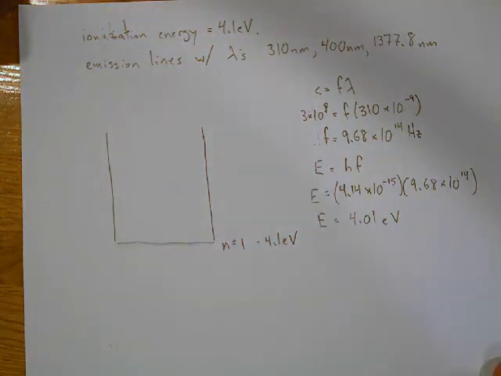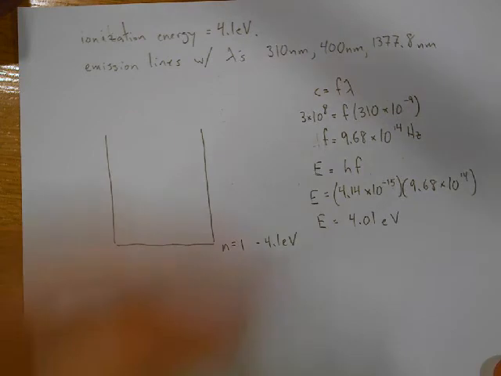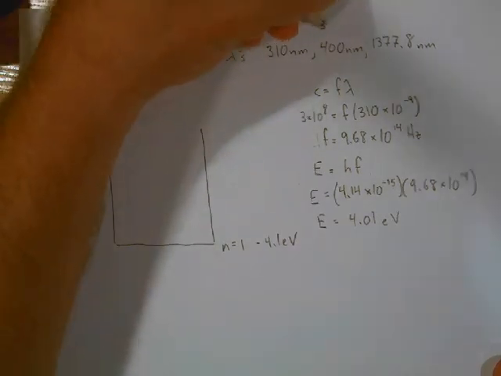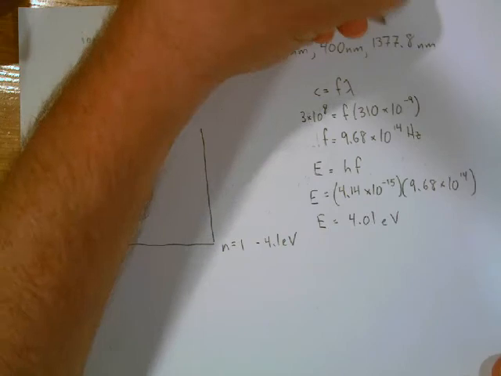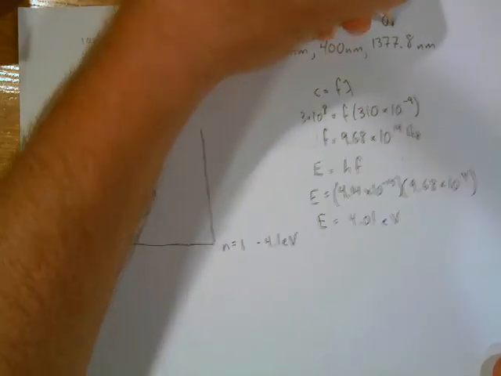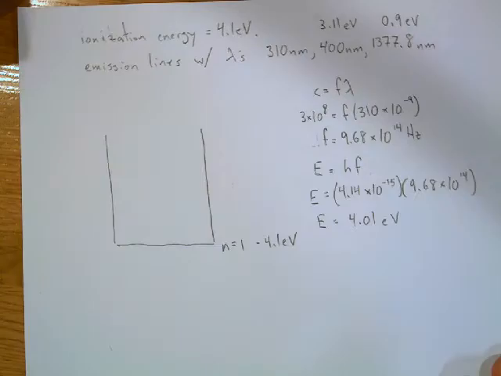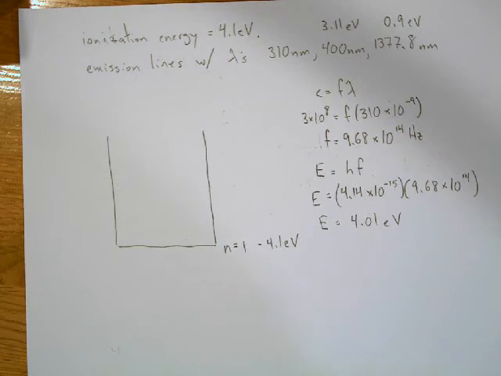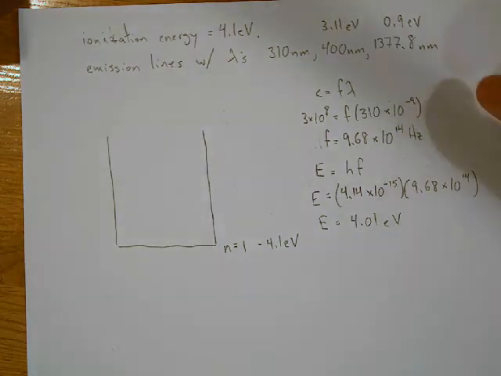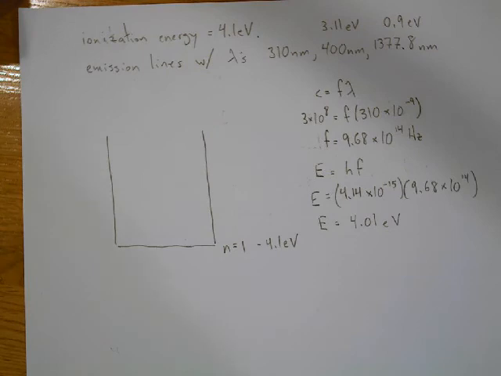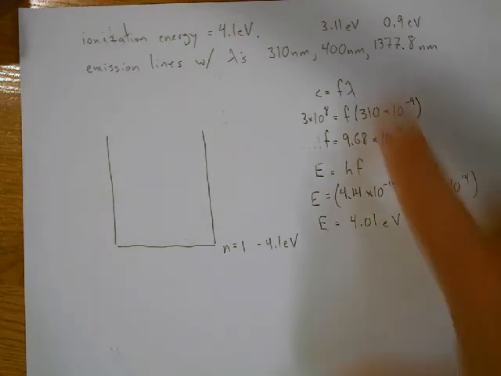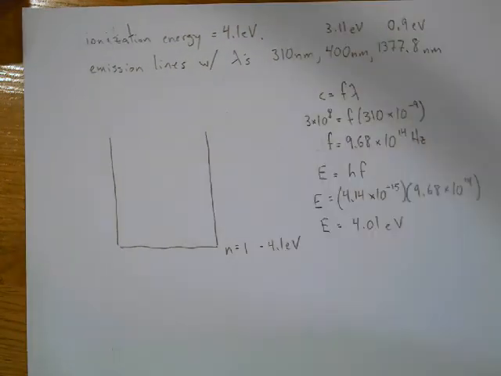When you do the same thing for the other ones, for this one you get 3.11 electron volts, and then this one you get 0.9 electron volts. It is really important when you are solving these problems that you show your work on what you're doing, because that's how you're going to be doing it. So you would want to show your work for these two as well. I'm not doing it just to keep this video from lasting super long.